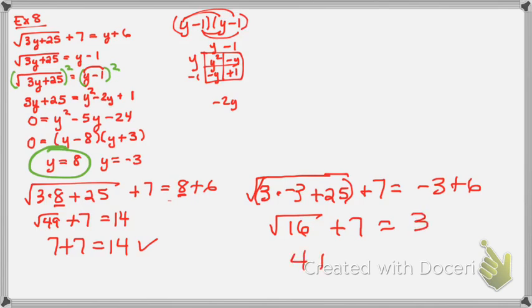So that's 4 plus 7. Does that equal 3? No. So that one does not work. So I have to go back and throw out the negative 3. So y equals 8 is an answer. y equals negative 3 is not. What if they both did not work? No solution. And that's possible. That can happen. All right, is everybody okay with that? Because that's our last example.